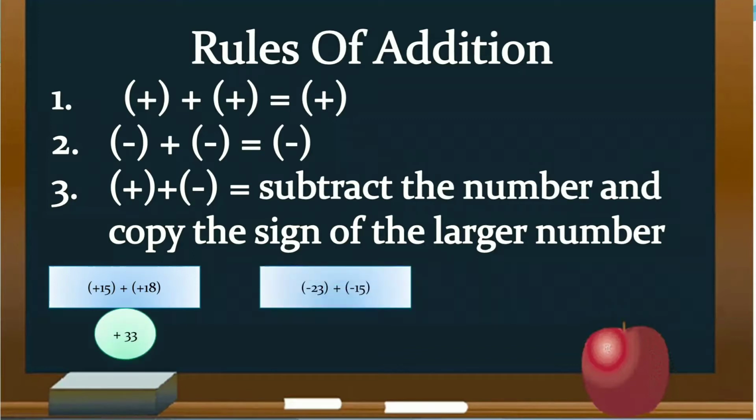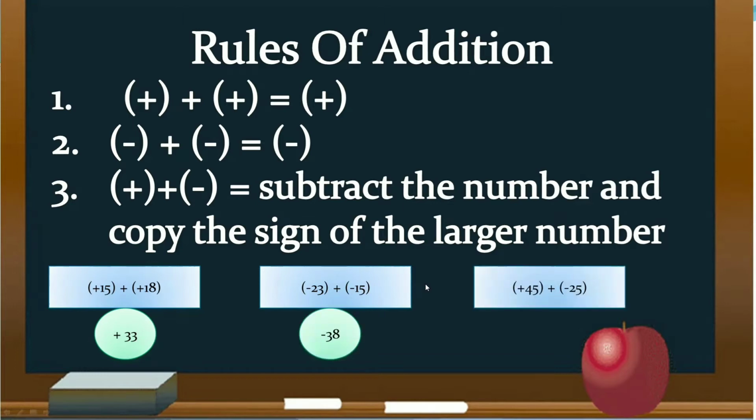Another example, negative 23 plus negative 15. This is an example of rule number 2. We are adding two negative numbers. To add two negative numbers, simply add the numbers and then put a negative sign before the number. The sum of 23 and 15 is 38. So the final answer here is negative 38.